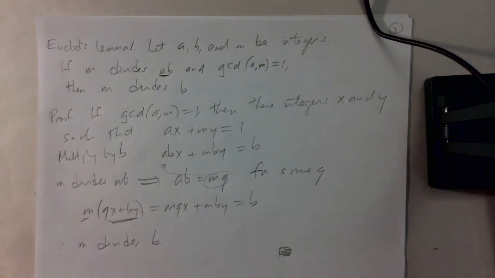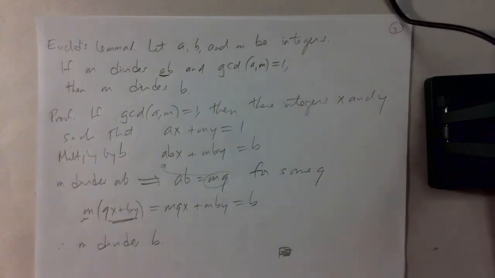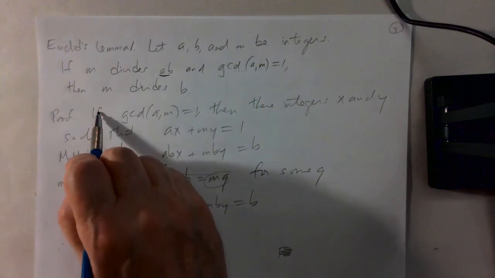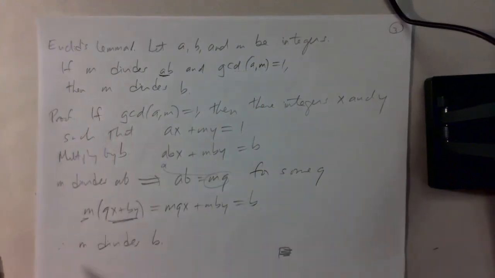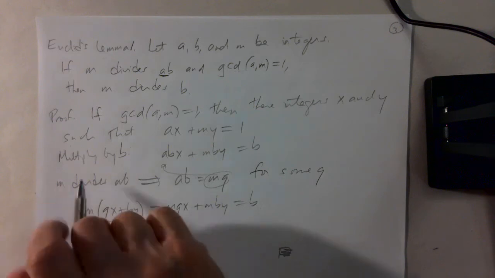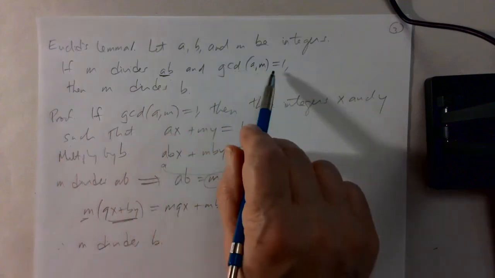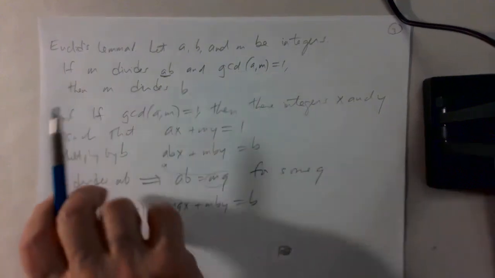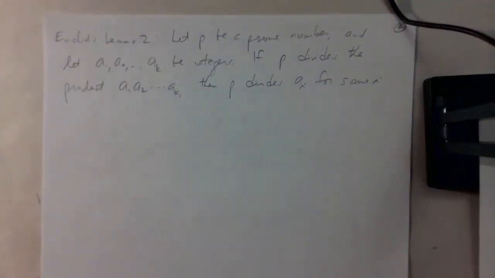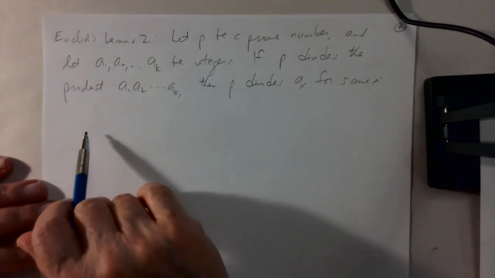It didn't take a huge amount of time or space to prove it, but there are a lot of algebraic ideas in this proof, and you do need to spend a lot of time to understand the proof. So this is the first version of Euclid's Lemma. If m divides a product of two numbers and it's relatively prime to one of them, then it divides the other. And the next form of Euclid's Lemma is a generalization of this.